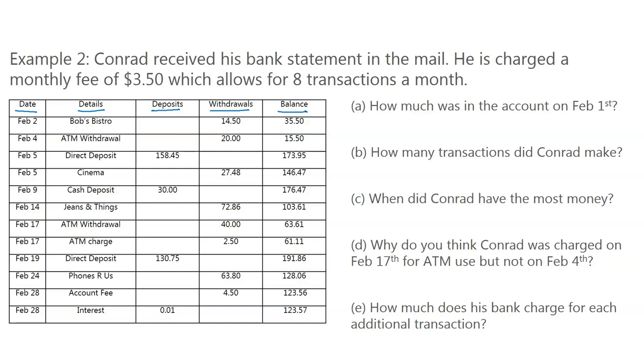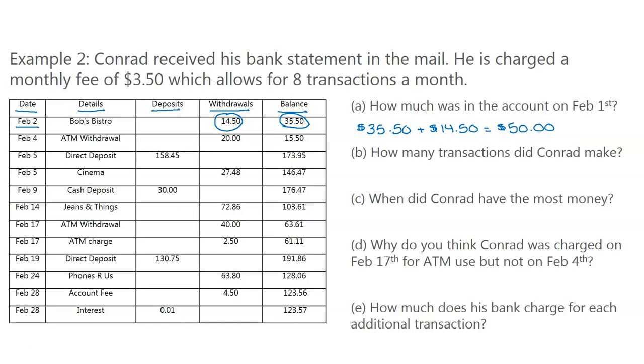So in A, it says how much was in the account on February 1st. So if we look at the bank statement, we see that it starts on February 2nd. Now on February 2nd, I know that the balance was $35.50, and he took out $14.50. So in order to determine how much money was there the day before, we can just work backwards. If we add $35.50 and $14.50 together, we'll know how much he had in the account. So that works out to be $50.